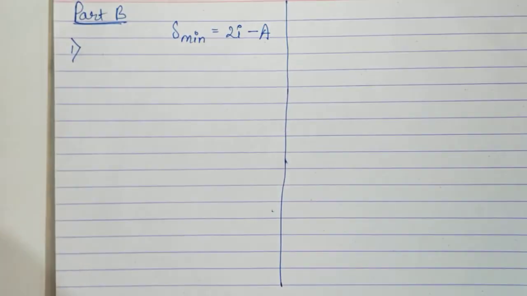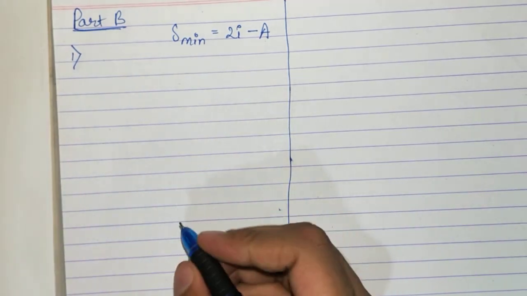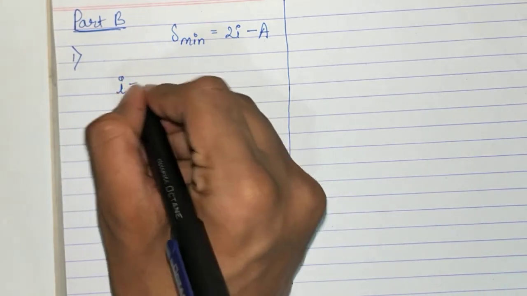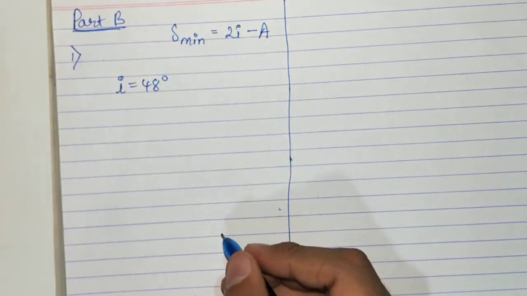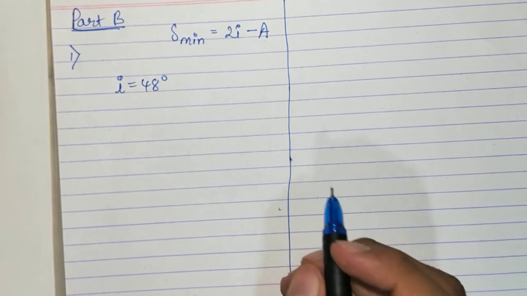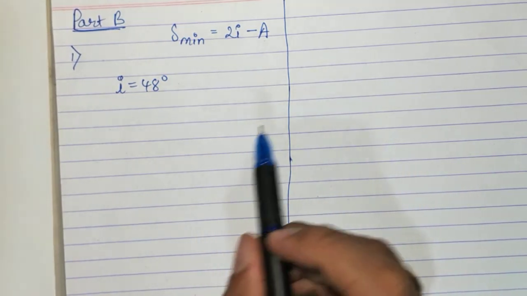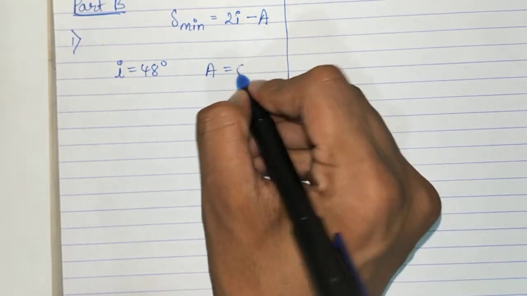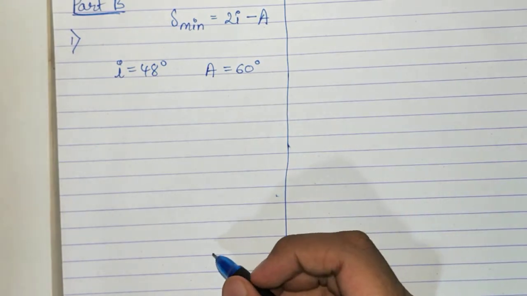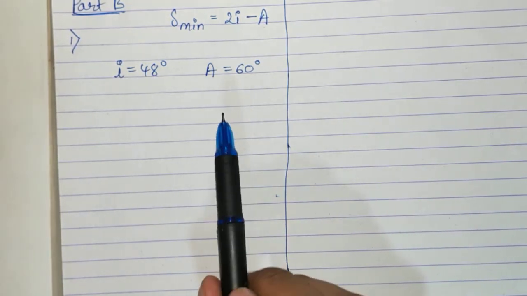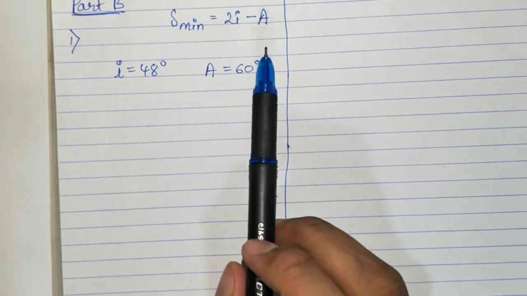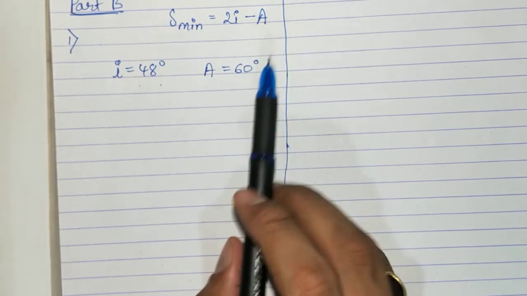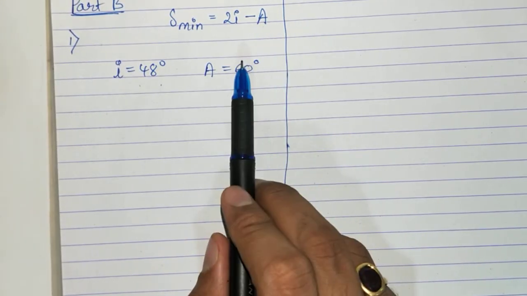The first question says the ray of light is incident at an angle of incidence of 48 degrees on a prism of refracting angle 60 degrees. It says the prism of refracting angle is 60 degrees, which means the prism angle is 60 degrees. I'll read again: the ray of light incident at an angle of incidence 48 degrees on a prism of refracting angle 60 degrees suffers a minimum deviation.